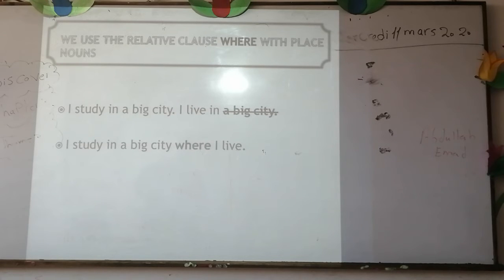Okay. Now, we're going to cross out a big city from the second sentence because it's repeated, and we're going to use where to join the two sentences. Okay. So: I study in a big city where I live.